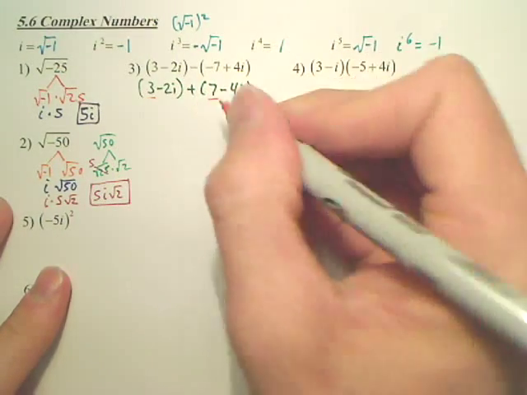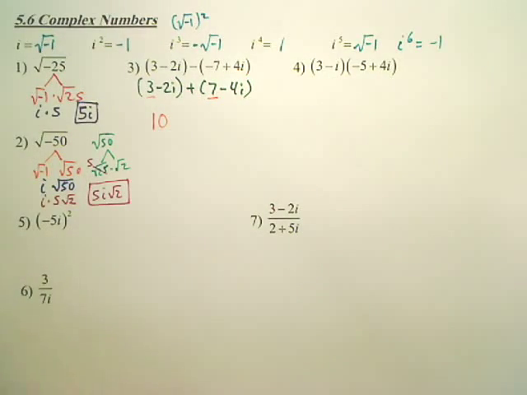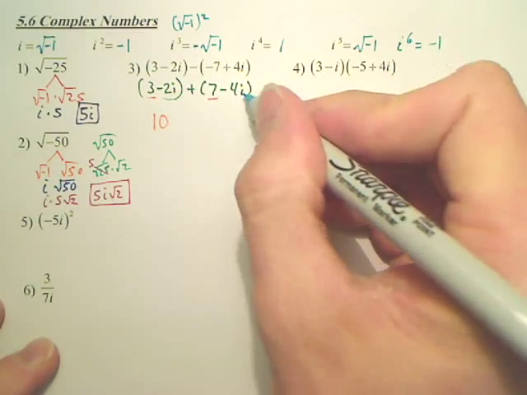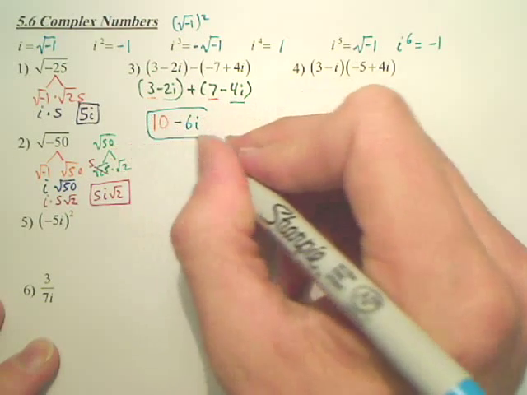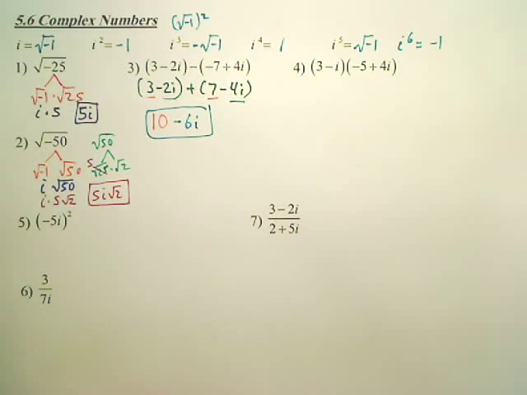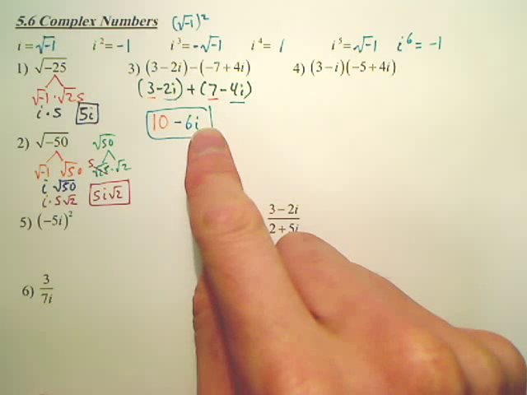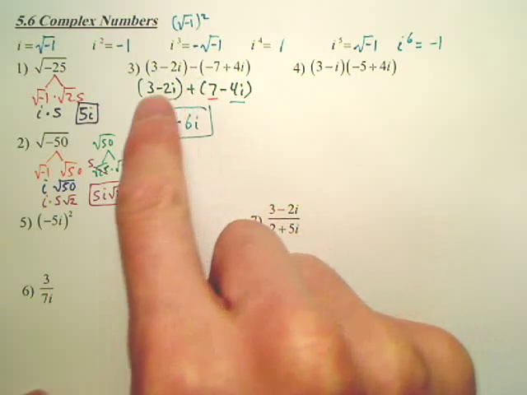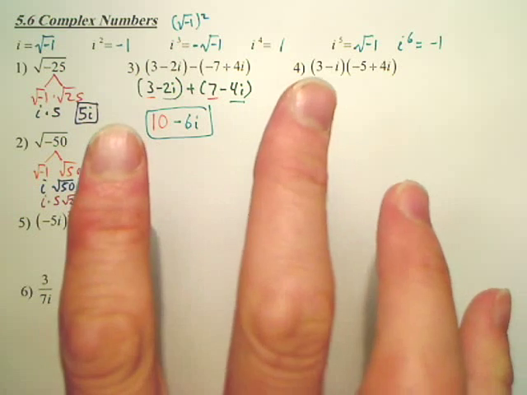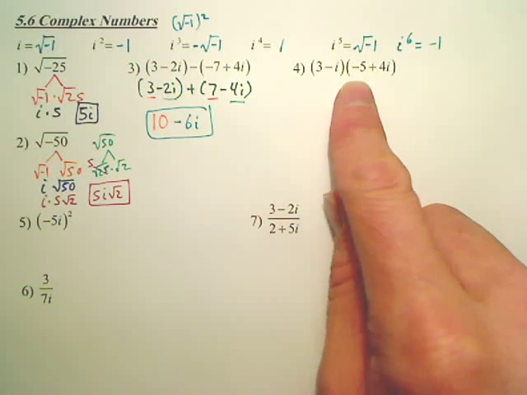As simple as, what's 3 plus 7? 10. And what's negative 2i and negative 4i? Here's your answer. Just realize the i has a value of square root -1, but all we're doing is combining like terms. Whenever you add or subtract imaginaries, you're just combining like terms. That's it.